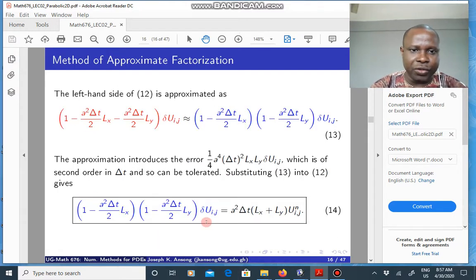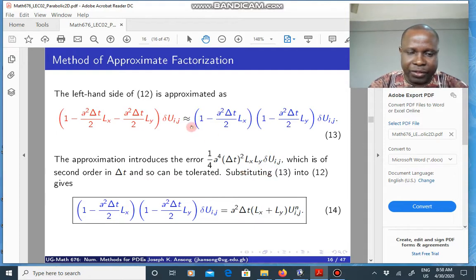So what you do is this: you approximate the left hand side, which is this, to be equal to the product of these two terms. Okay, note that if you multiply these two terms out, you will get the left hand side plus an additional term, right? If you take 1 times 1, you get 1. 1 times this will give you this guy. Then this times 1 will give you that guy. These times this will give you an expression that looks like this.